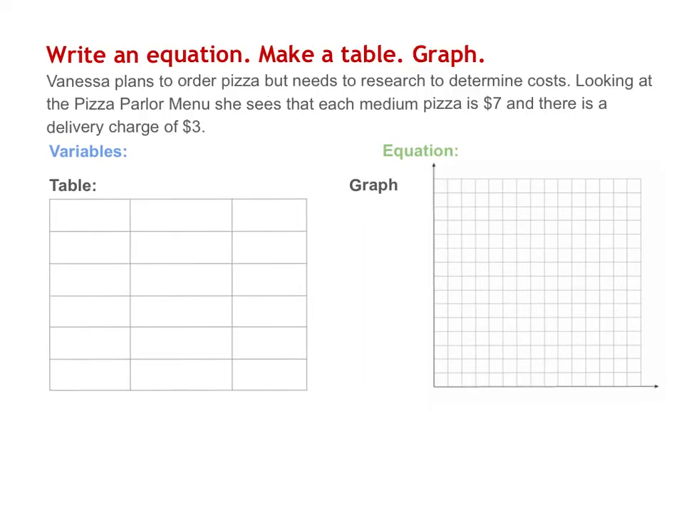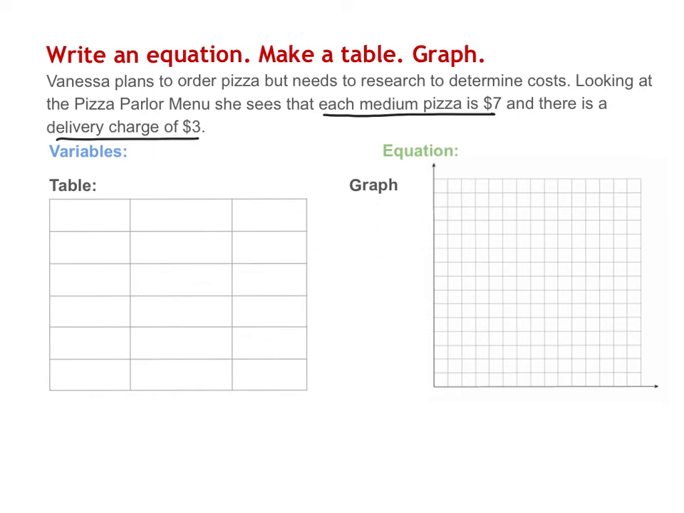Okay, last one. A little bit of a combo here. Vanessa plans to order pizza, but needs to research to determine costs. Looking at the Pizza Parlor menu, she sees that each medium pizza is $7, and there's a delivery charge of $3. So we want to represent this scenario for the input and output. They're going to deliver it just to deliver it, not per pizza.